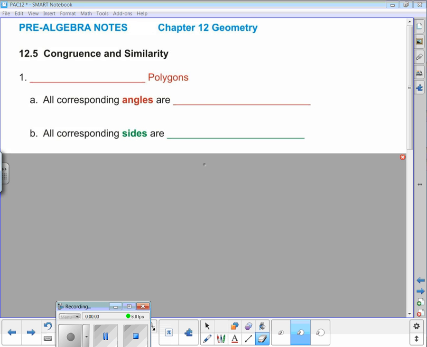All right, this is Pre-Algebra, lesson 12.5, Congruence and Similarity.